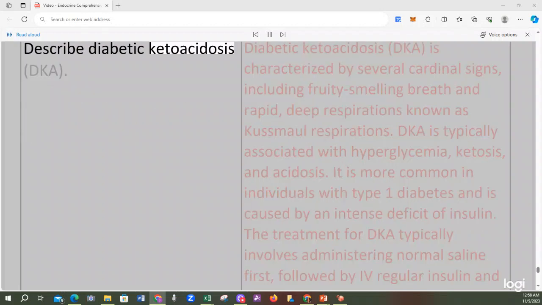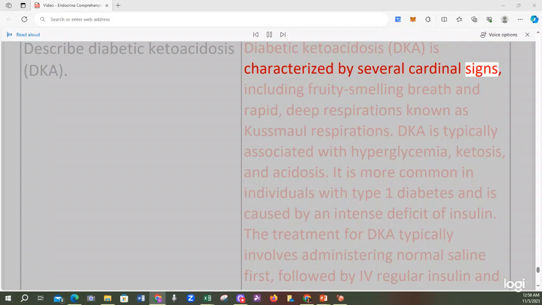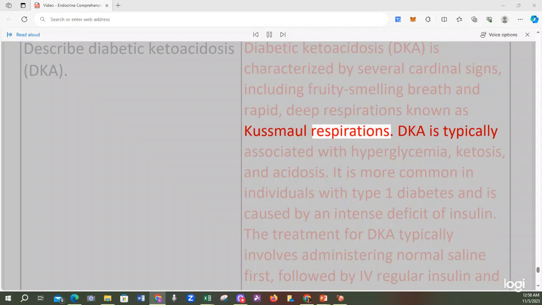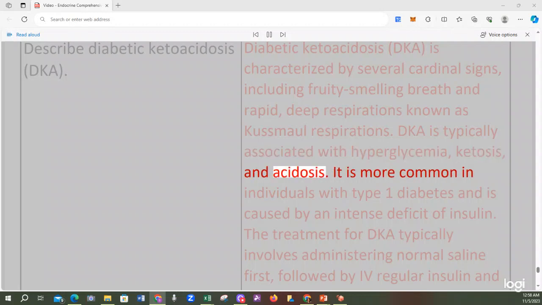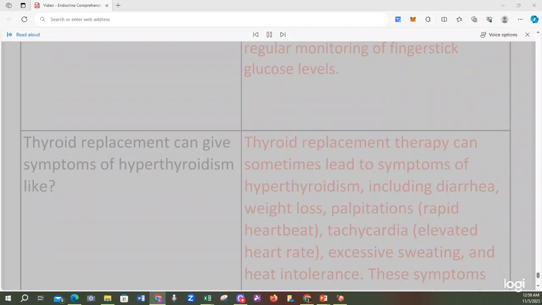Describe diabetic ketoacidosis, DKA. Diabetic ketoacidosis, DKA, is characterized by several cardinal signs, including fruity-smelling breath and rapid, deep respirations known as Kussmaul respirations. DKA is typically associated with hyperglycemia, ketosis, and acidosis. It is more common in individuals with type 1 diabetes and is caused by an intense deficit of insulin. The treatment for DKA typically involves administering normal saline first, followed by IV regular insulin and regular monitoring of fingerstick glucose levels.